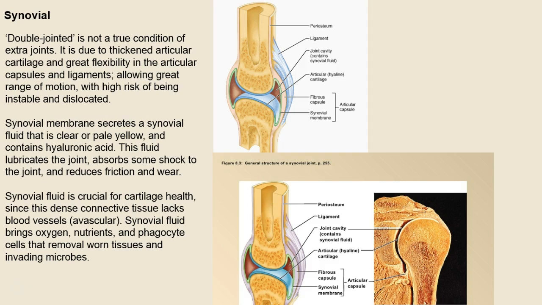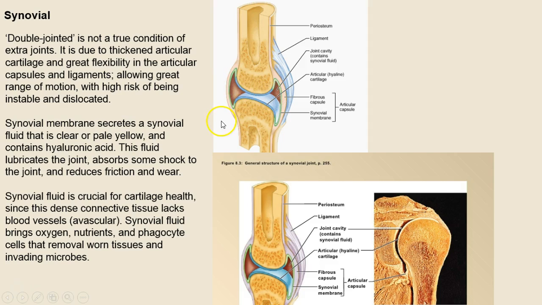We don't have double jointed individuals. I know maybe they can stretch their fingers to touch the back of their wrist, but it just means they have a thick cartilage and a lot of space in that articular capsule. But sometimes a little bit of instability and dislocations occur there.